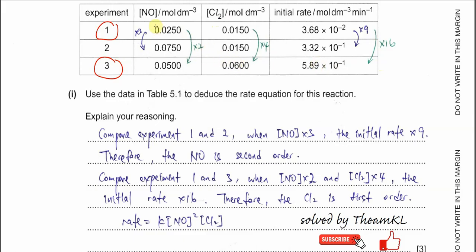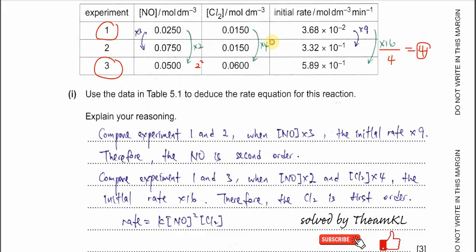We already know that the order for the NO is second order, meaning when its concentration doubles, the rate will be times 4, which is 2 squared. And because now it's 16 times, we can do a simple calculation: 16 over 4, we will get 4 times. This 4 times is now from the increase in the concentration of the chlorine. The chlorine concentration is increased 4 times and the rate also times 4, because we already eliminated the contribution from the NO.